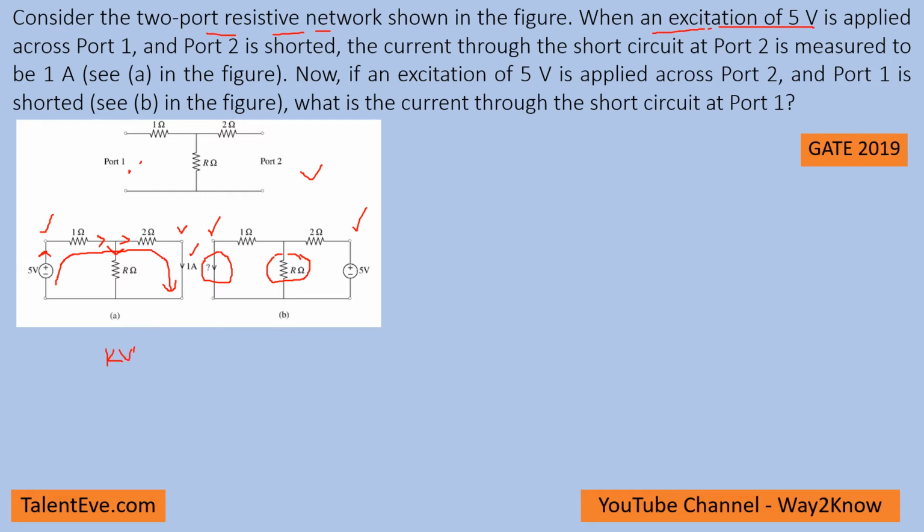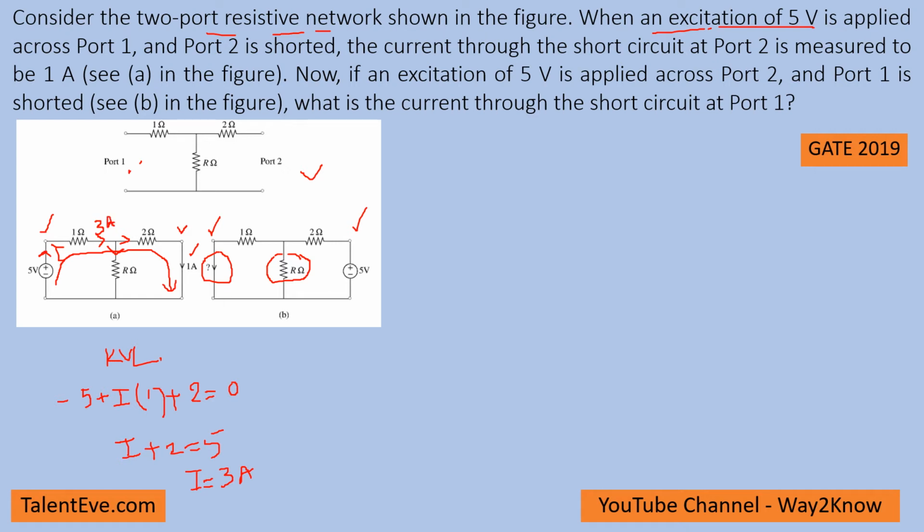using KVL, Kirchhoff's voltage law: minus 5, let us assume that the current here is I, plus I into 1, because V is equal to I into R, plus here V is I into R, which is 2 into 1, which is 2 volts, equal to 0. So I into 1 is I, plus 2 is equal to 5. This gives I as 3 amps. So the current sourced from the source is 3 amps.